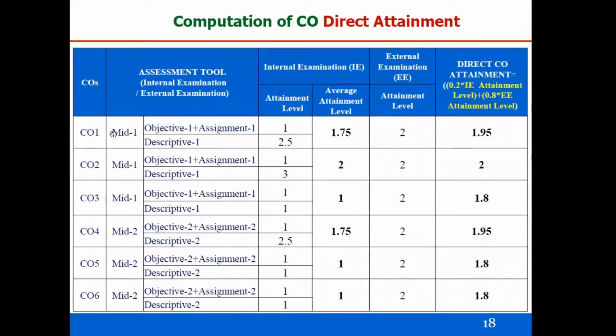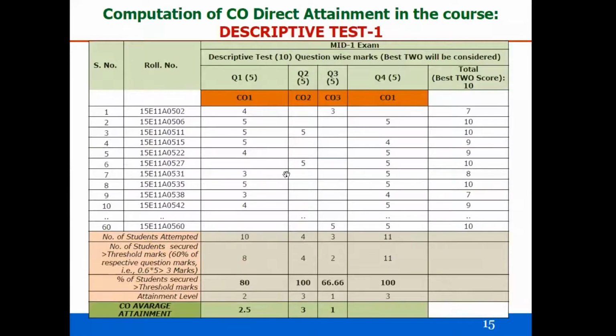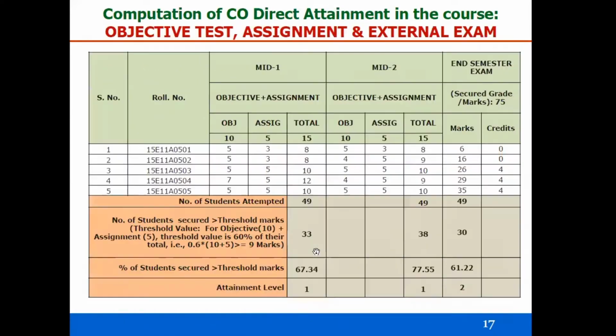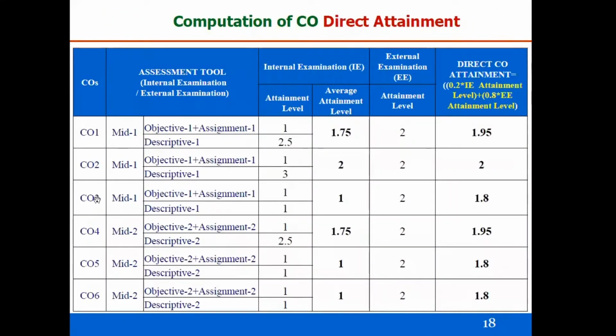Now here you can see for CO1 descriptive 1 is 2.5, then CO2 descriptive 1 is 3. Whether it is 3 or whatever, you can consider the same value. So descriptive test 1 CO2 is 3, then CO3 is 1. Then descriptive test 1 related to CO3 is 1.